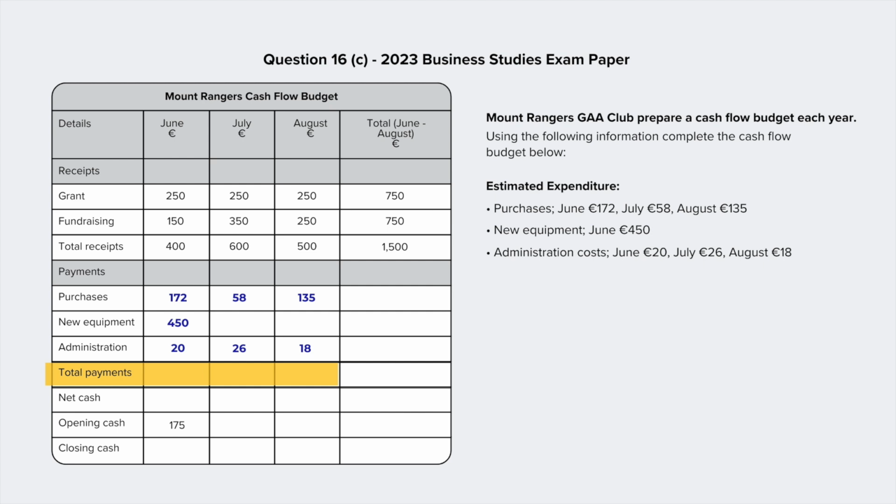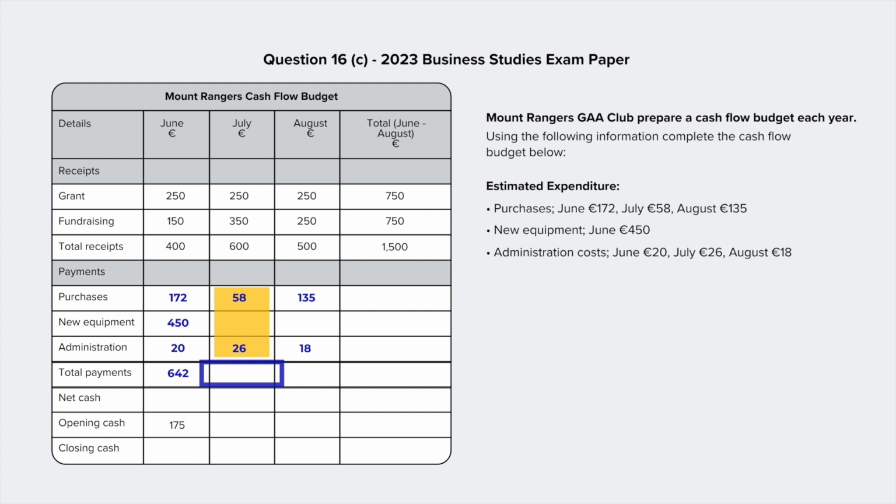We just have to add them up, which is what our total payments section is for. Total payments in the cash flow budget provides a clear and concise summary of all the money going out in each month. Knowing the total payments can help planning and controlling future expenses, for example. To get our total payments, it's very straightforward. All we do here is add up our June payments. We'll see we spent €172 in purchases, €450 in new equipment and €20 in admin costs. Added together, this gives us a total expenditure in June of €642.